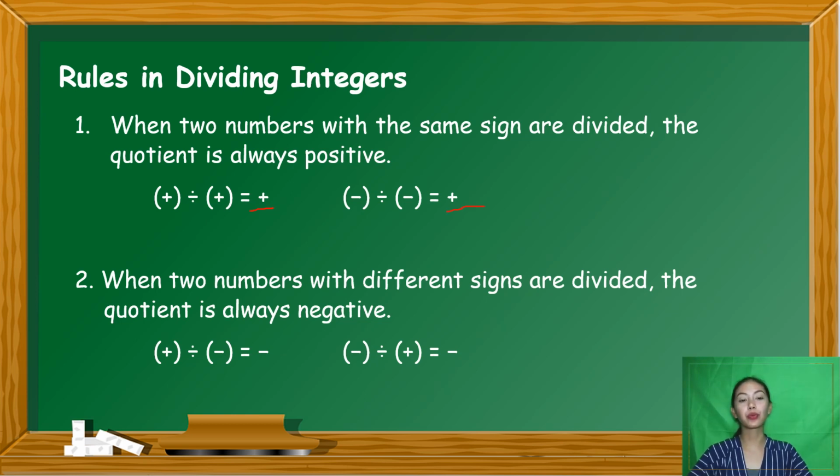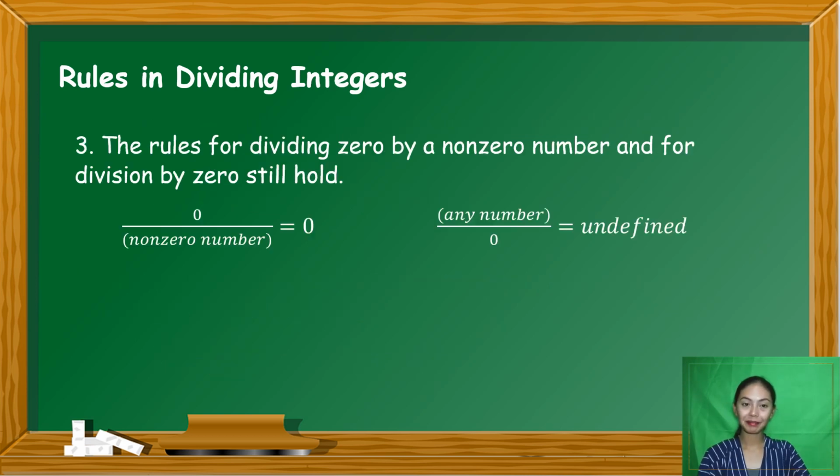For the next rule, when two numbers with different signs are divided, the quotient is always negative. So we have positive divided by negative, the answer is negative, and negative divided by positive, the answer must always be negative.